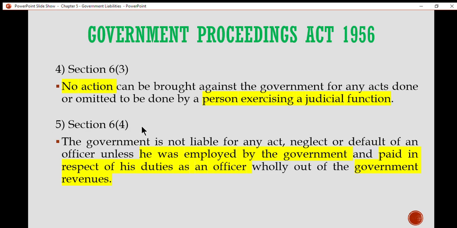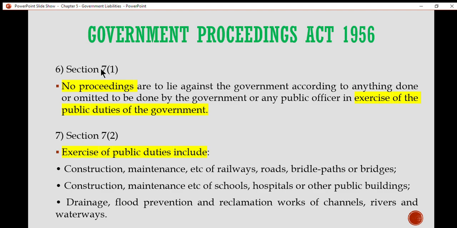Next, Section 6 subsection 4. The government is not liable for any act, neglect or default of an officer unless he was employed by the government and paid in respect of his duties as an officer only out of the government's revenues. This is how you identify the government's officer. You must fulfill these requirements. He must be employed by the government and his salary must be based on the government's revenues.